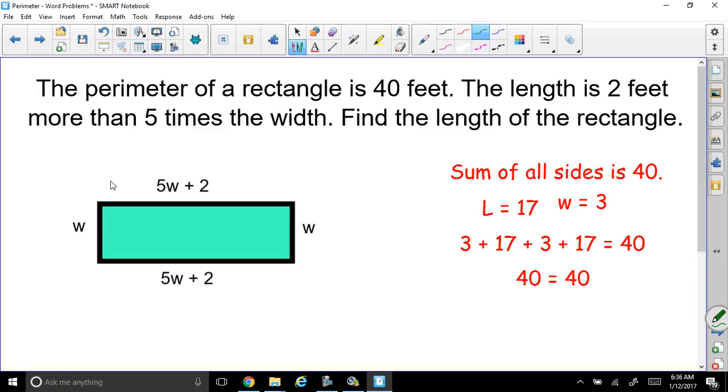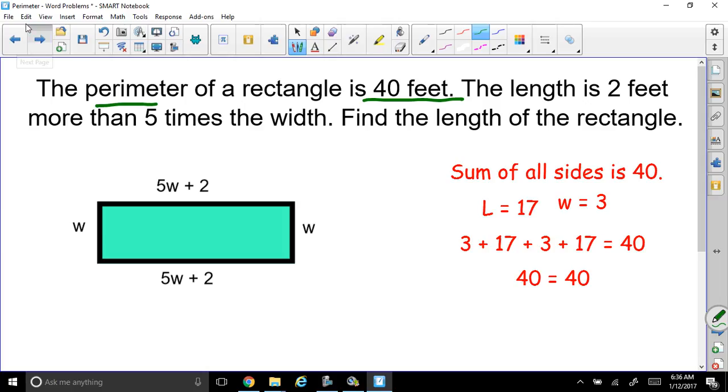So we said that the perimeter of the rectangle is 40. So when we add up all the sides, it has to add up to 40 feet. Well, let's take a look at it. The lengths are 17. The widths are 3. So if we add up all of these sides, 3 plus 17 plus 3 plus 17, that should add up to 40. Well, 3 plus 17 is 20, and 3 plus 17 is another 20, so 20 plus 20 gives you 40. So it does check out. 40 is equal to 40. So our length has got to be 17.